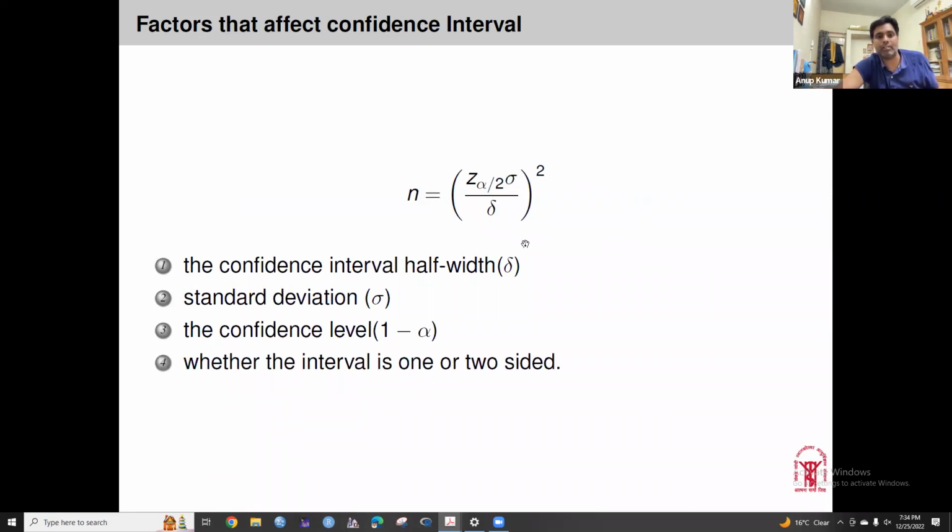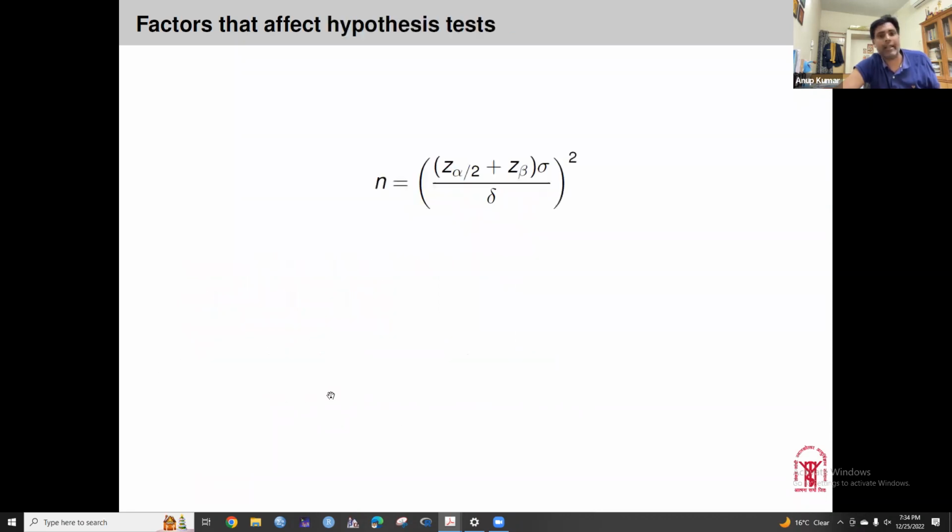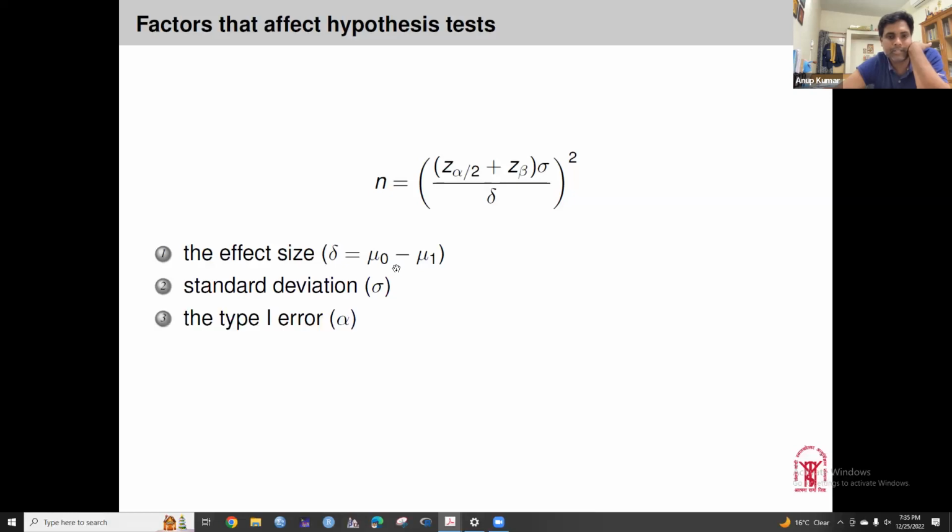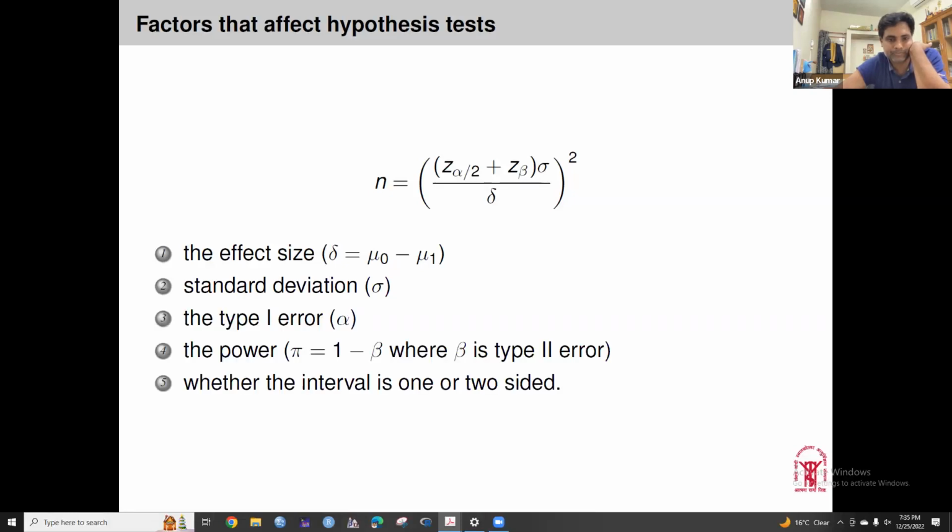So it is quite justification whether the interval is one-sided or two-sided. So this is also very much important. I didn't explain it, and the factors that affect the formula based on testing of hypothesis. Only difference is that z beta is sitting over here, because our objective is not different. So the effect size delta, you can see mu naught minus mu 1. How much difference between the null hypothesis and alternative hypothesis can we tolerate? Again, standard deviation and alpha and power.